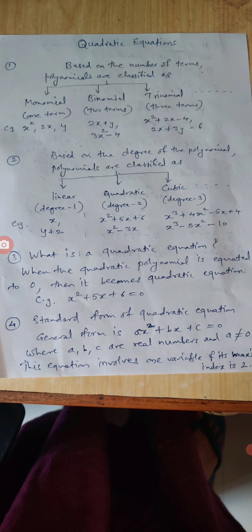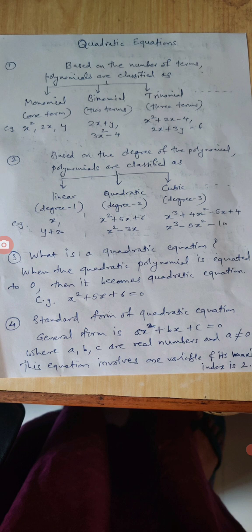So based on the number of terms, polynomials are classified as monomial, binomial, trinomial and so on. Monomial polynomial means there is only one term, for example x square, then 2x, then y. Binomial polynomial means there are two terms in the polynomial, for example 2x plus y, 3x square minus 4. Trinomial means there are three terms in the polynomial. Example is x square plus 2x minus 4, etc.